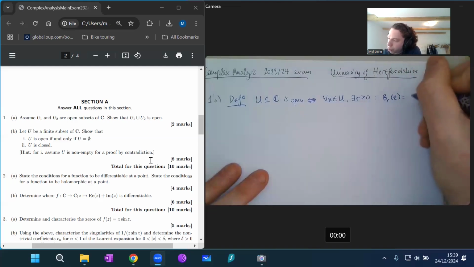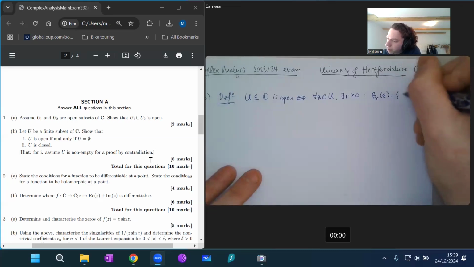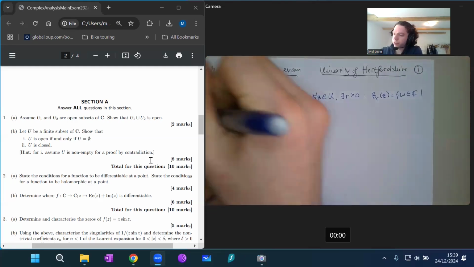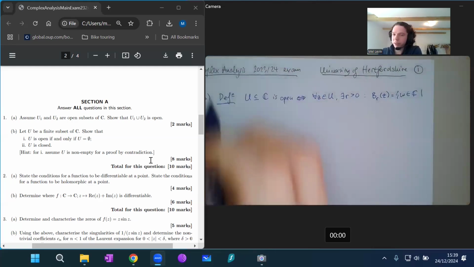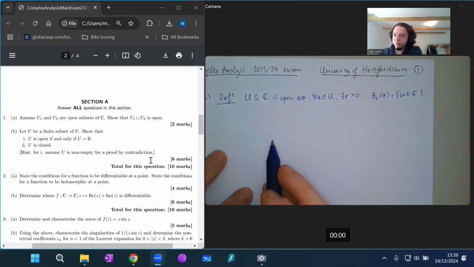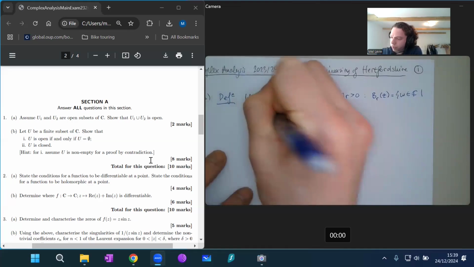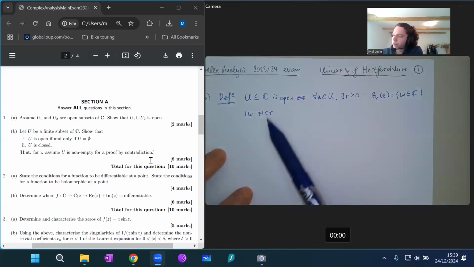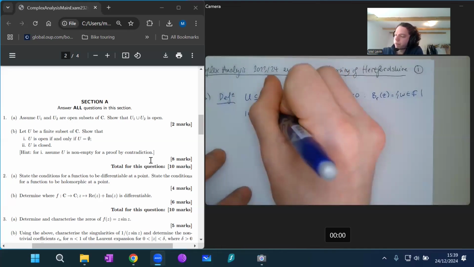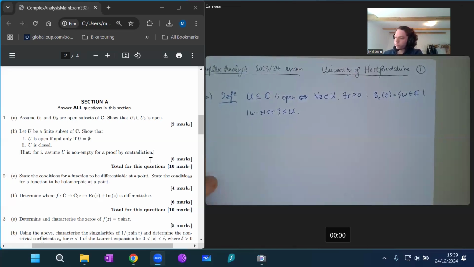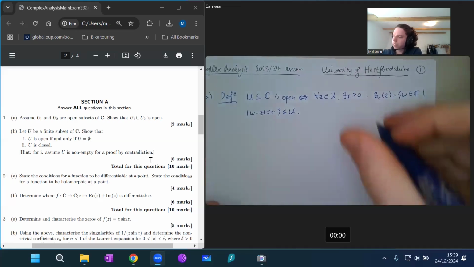So what I mean by that, of course, is the set of W in C such that, sorry, not very nice, but I'll go to the next line, the absolute value of W minus Z is strictly less than R, right? Is a subset of U. Right, so what's the picture for that?